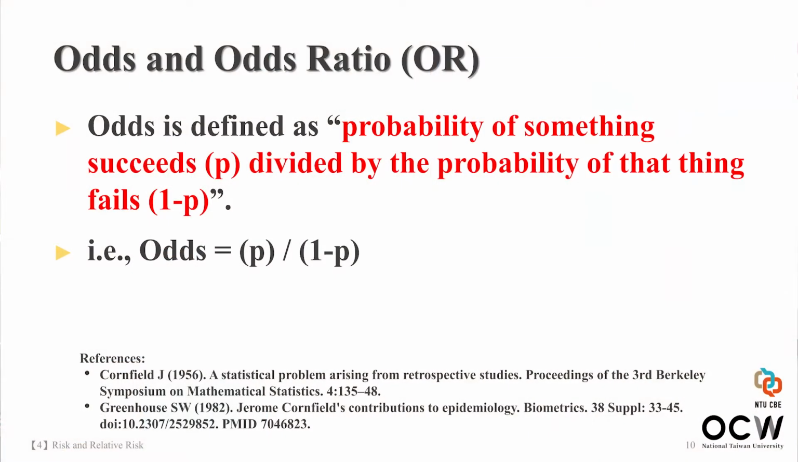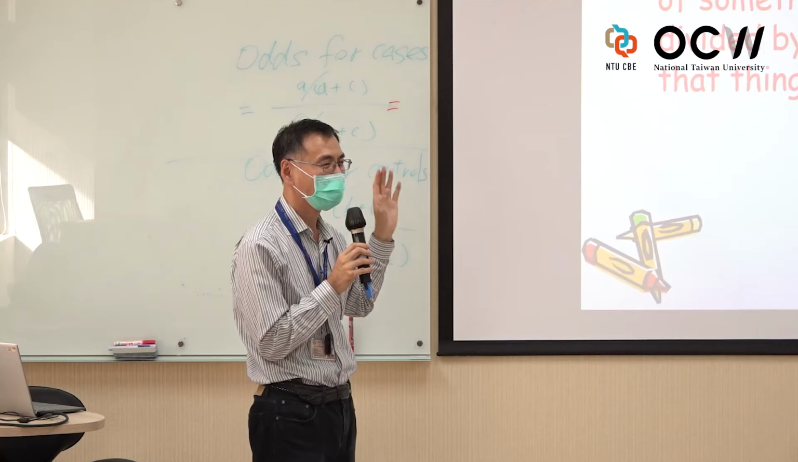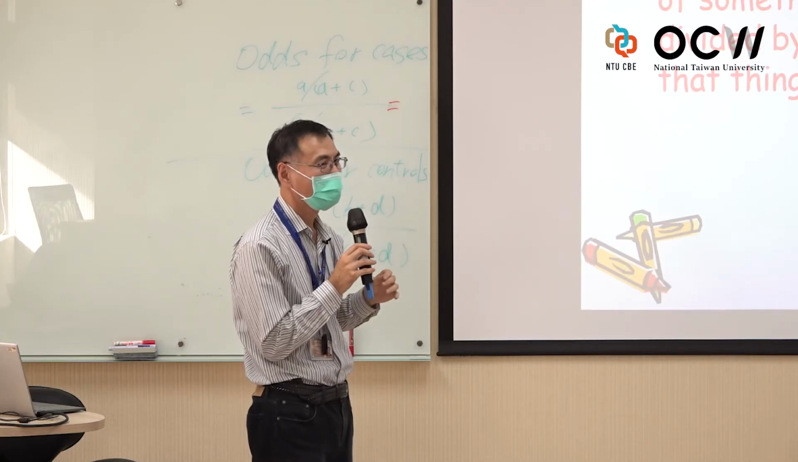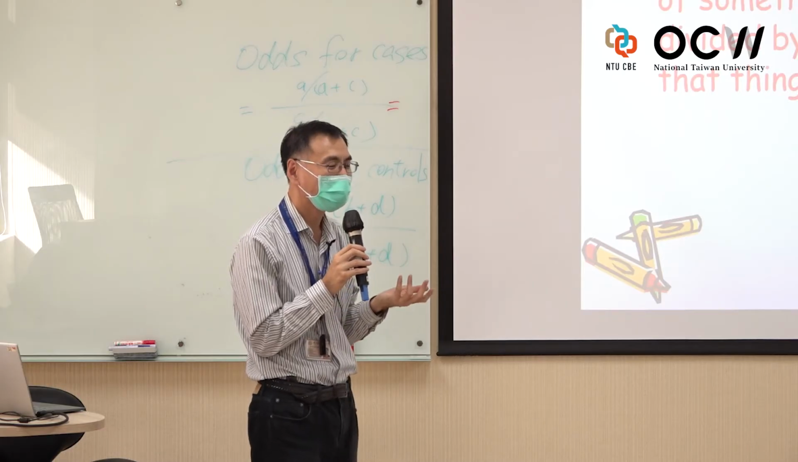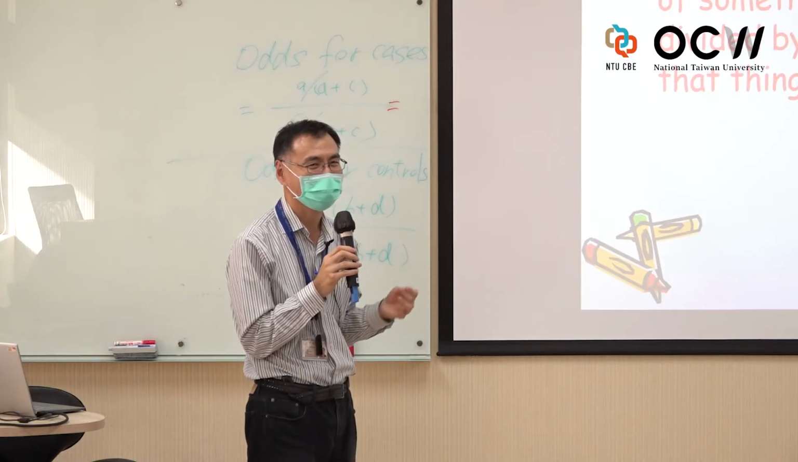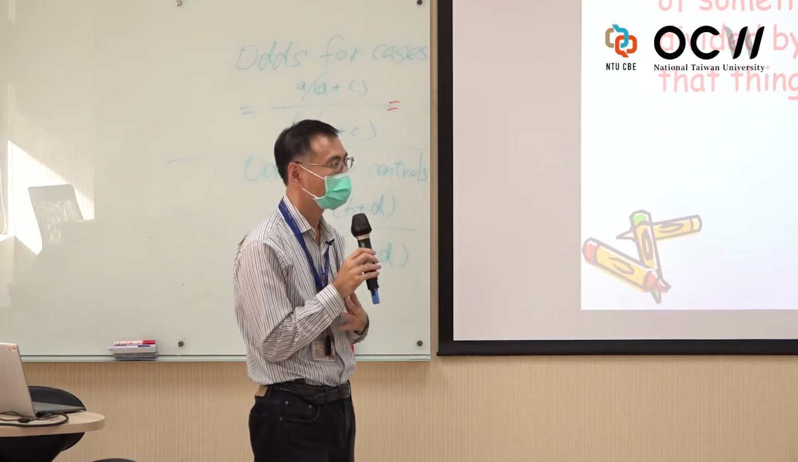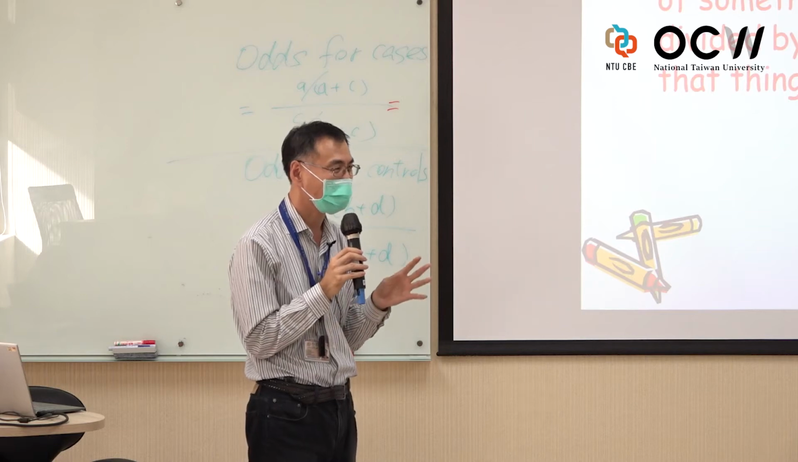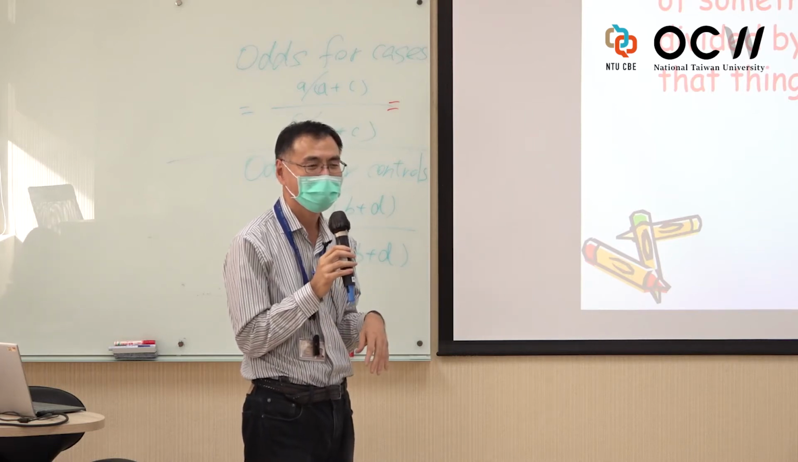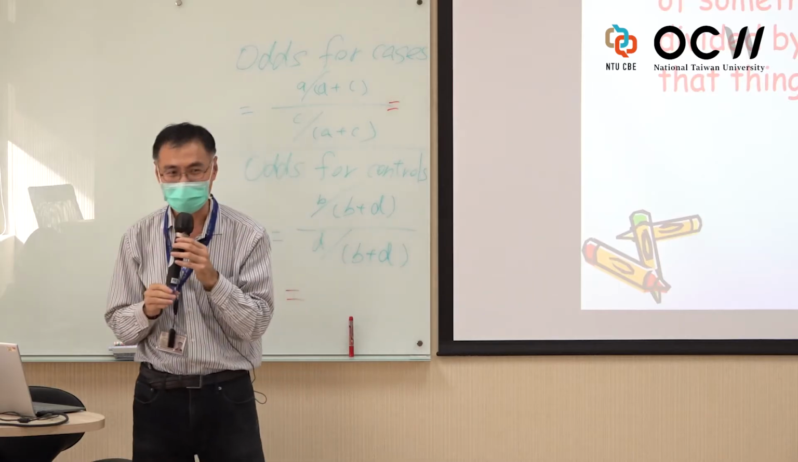So odds, what is the so-called odds? The odds is simply defined as the probability of something succeeding, or P, divided by the probability of something failing, like 1 minus P. It's a kind of ratio, but it's a specific kind of ratio. We call it odds. But why? Why do we need to create another term to describe such a kind of ratio? Because we are going to do the calculation of the ratio by odds. If we don't give it another name, it will be the ratio of the ratio. That's very difficult to understand, right?